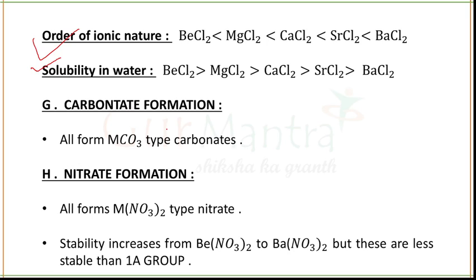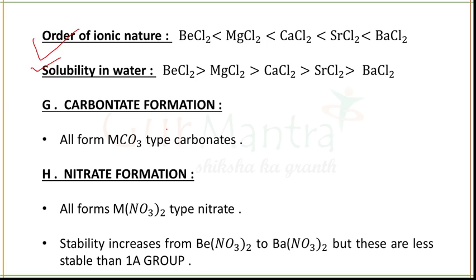Next is the carbonate formation. All the alkaline earth metals form MCO3 type carbonates. All the carbonates decompose on heating. For example, if you take BeCO3 and heat it, you will get BeO plus CO2 gas. The order of decreasing stability is from BaCO3 to BeCO3. The order of stability of carbonates decreases down to up.